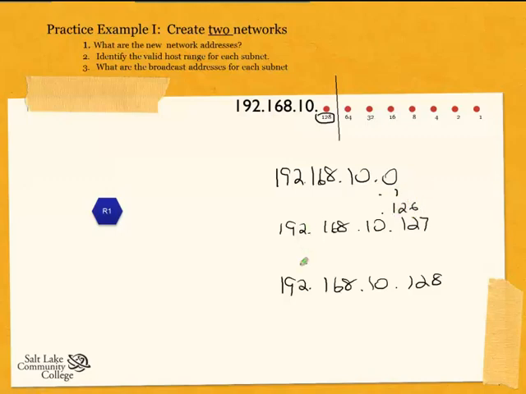The 128 network, the other network in our little scenario, its broadcast is going to be the last possibility. And the last possibility in an octet, since it's the last network, is always going to be 255. .255 is the broadcast for the 128 network. That means that the first host will be 129, and the last host will be .254.